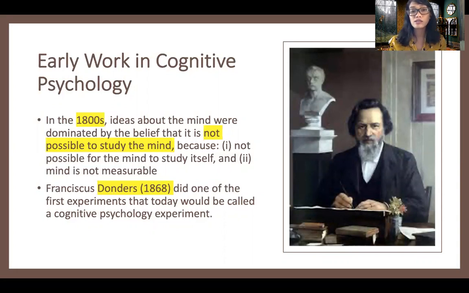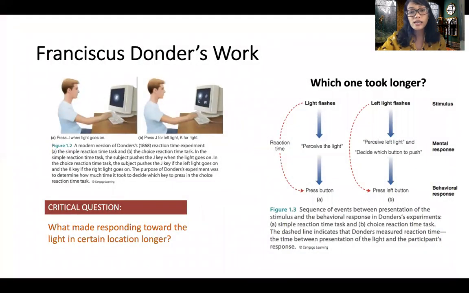However, thanks to stubborn researchers who studied the mind even though the environment was not supporting them, this changed. The pioneer of this research was Franciscus Donders, who in 1868, 11 years before the founding of the laboratory of scientific psychology experiments by Wilhelm Wundt, conducted the first experiments that are nowadays called cognitive psychology experiments. So what was his experiment?